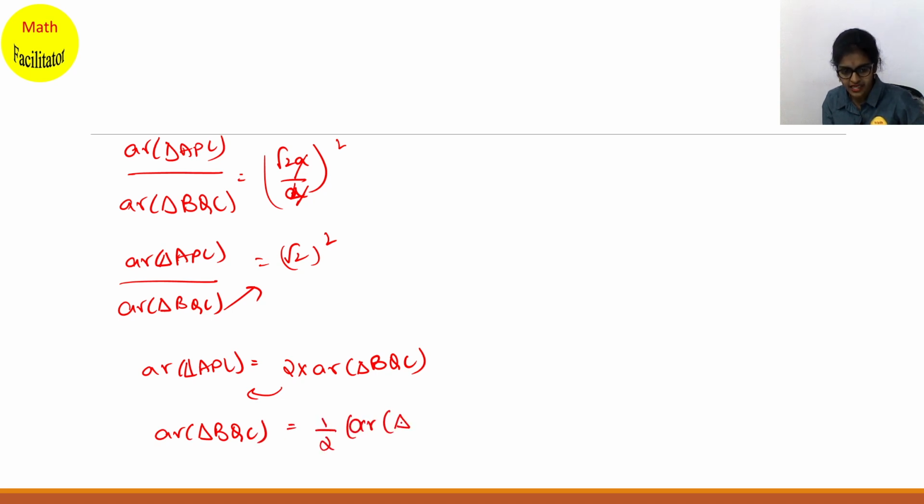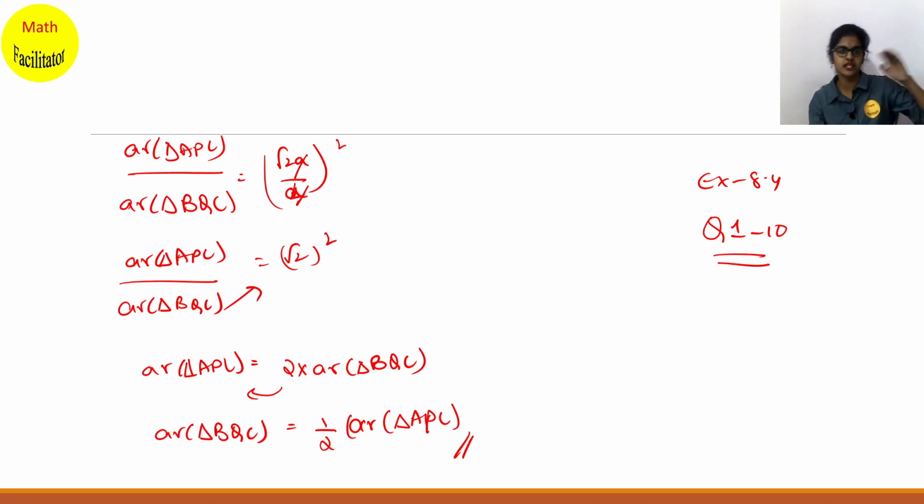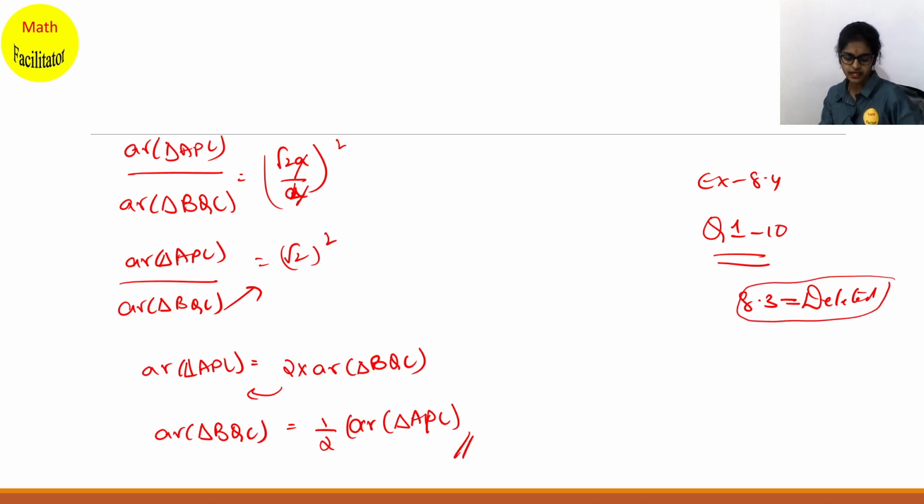So actually, as per the syllabus, you have questions 1 to 10 in exercise 8.4. These last four problems are based on the area of triangles concept, which is in exercise 8.3. This is deleted, but I am explaining it so that you have some confidence and some extra information with you. Once you learn this, if you are not able to, leave it. Don't spend much time on these problems. Questions 1 to 10 are important, they are in your syllabus. The extra problems which I gave you are just for your understanding.